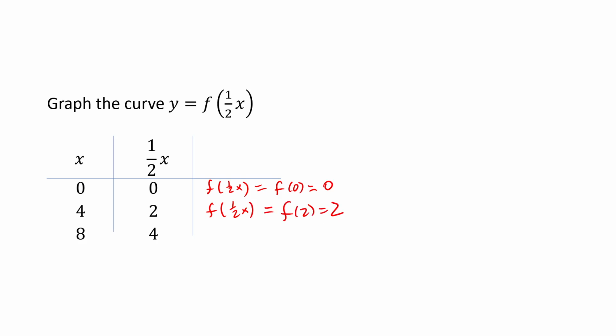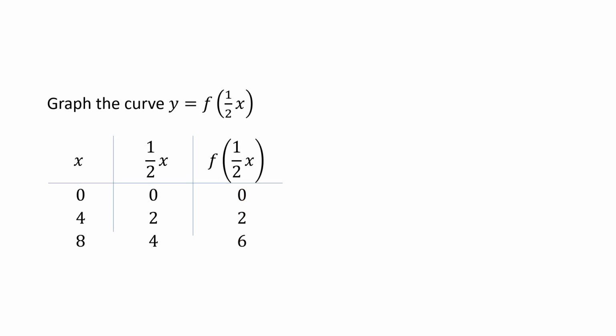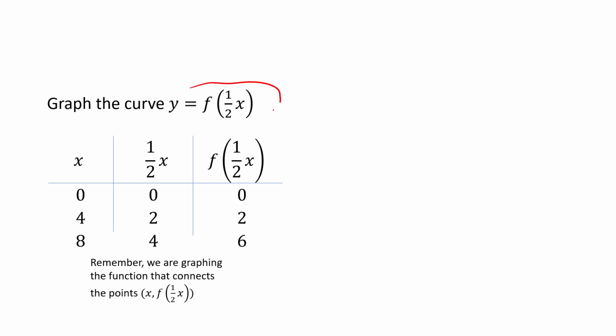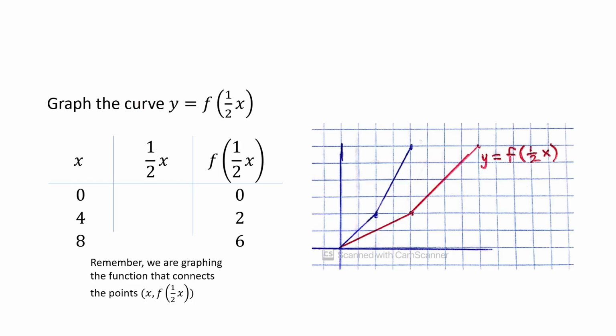because we know that 2, 2 is on the curve y equals f of x. And finally, if x is 8, f of 1/2 x is the same as f at 4, which we know is 6. So in other words, the values in the last column are going to be 0, 2, and 6. But remember, we don't need that middle row because we're trying to graph x comma f of half x, because we're literally saying y equals f of half x. So we get rid of the middle column and we graph the curve.